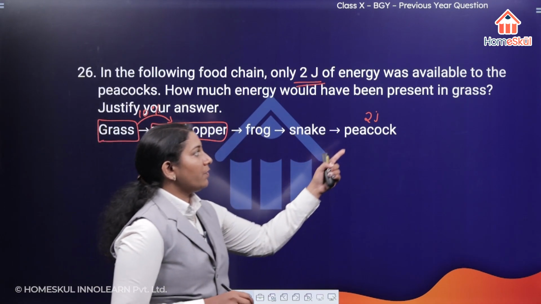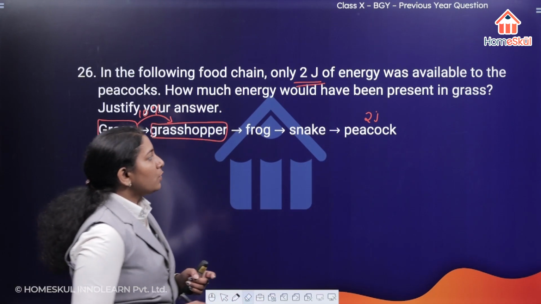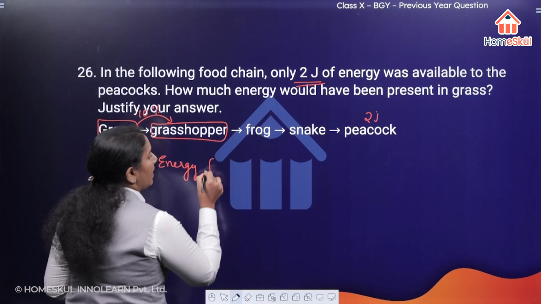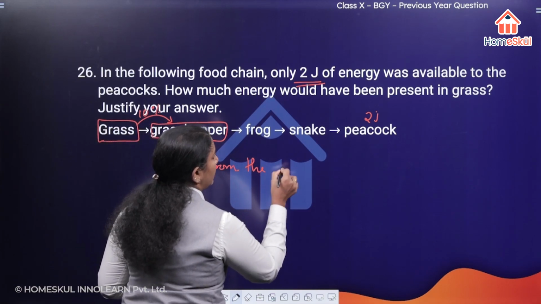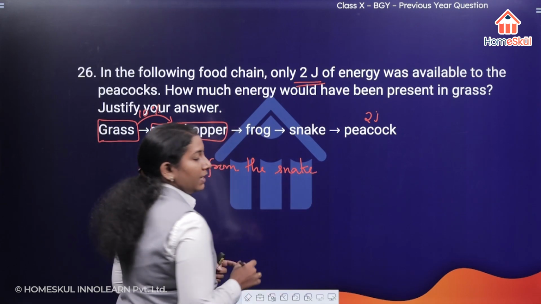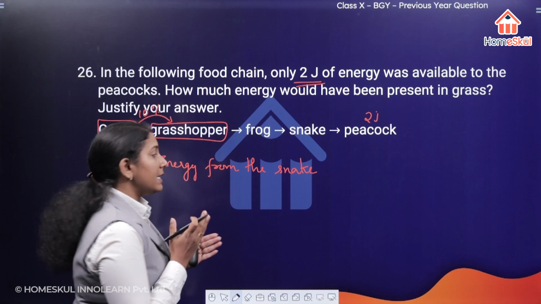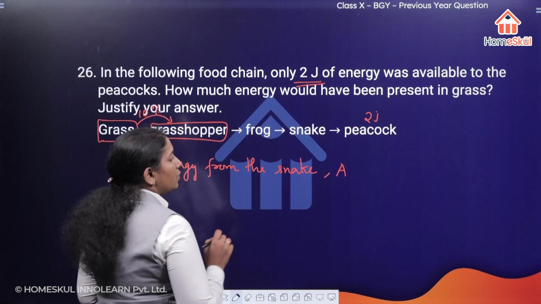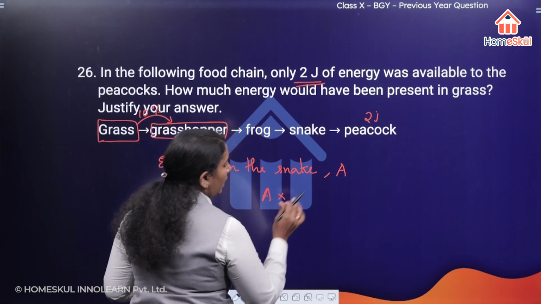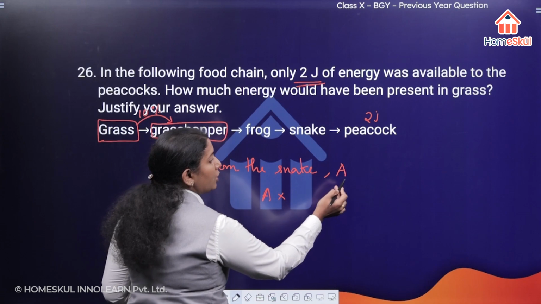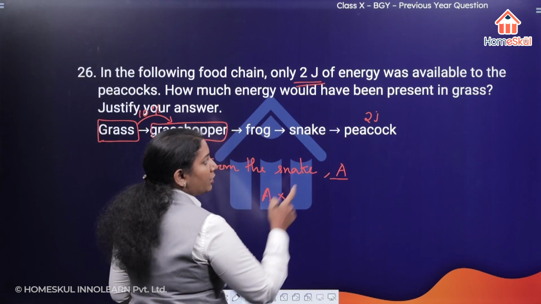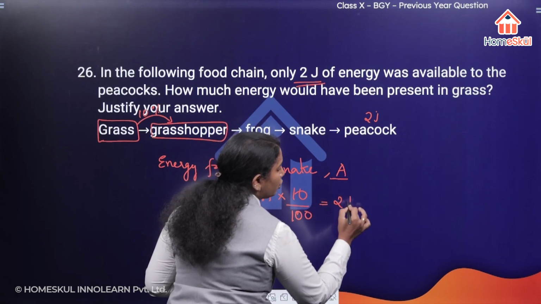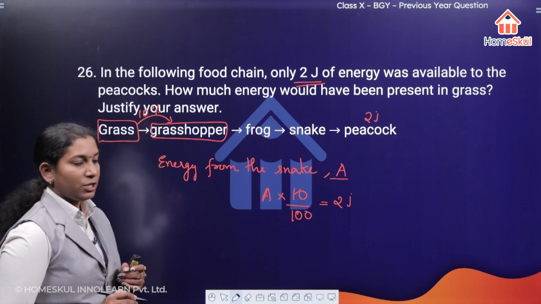So, the peacock will be having 2 joules of energy. Okay, so the energy from the snake, we can calculate. How much energy will we get from the snake? Let it be A. So 10% of this A will be transported to this peacock. So the 10% of A, that is 2 joules, is what the peacock is getting.